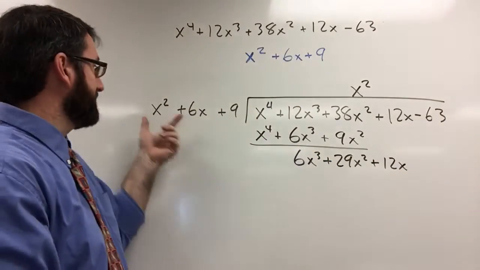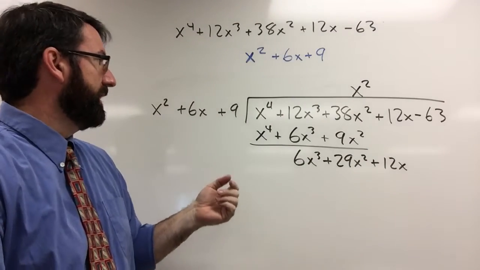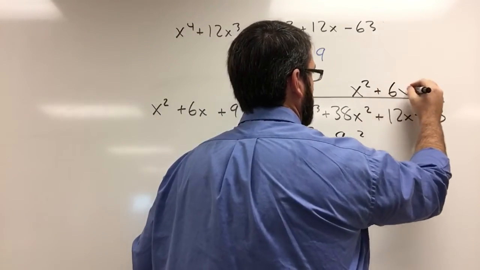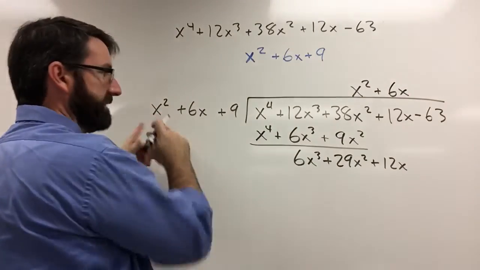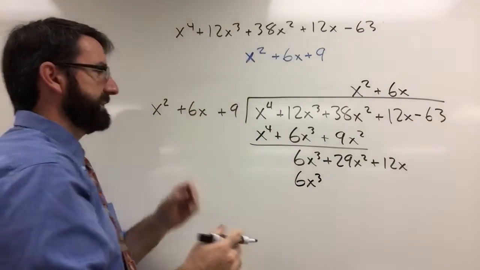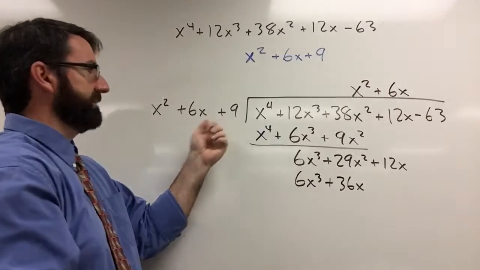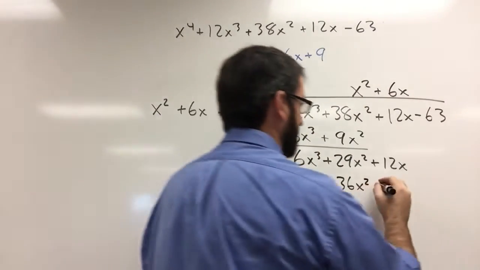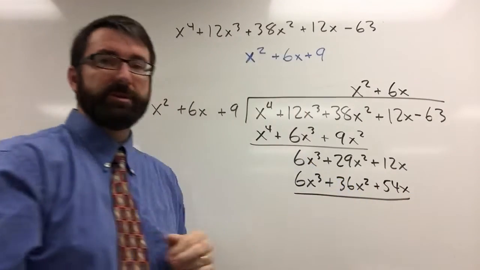And now we need to ask, what do we have to multiply x squared by to get 6x cubed? So that's going to be 6x. So we'll put our 6x up here and then multiply that 6x by all of this. So 6x times x squared is 6x cubed. 6x times 6x is 36x squared. And then 6x times 9 is going to be 54x. And then we subtract those.